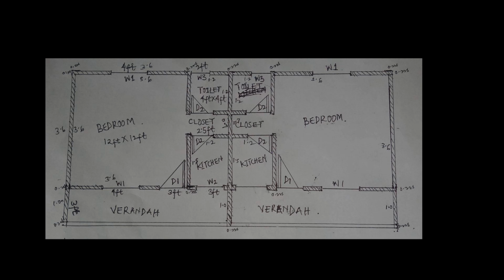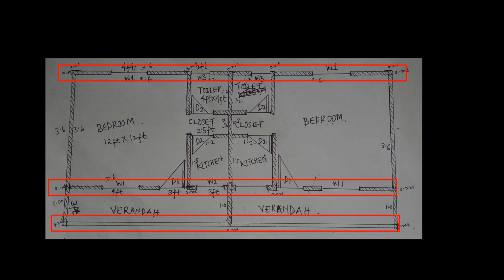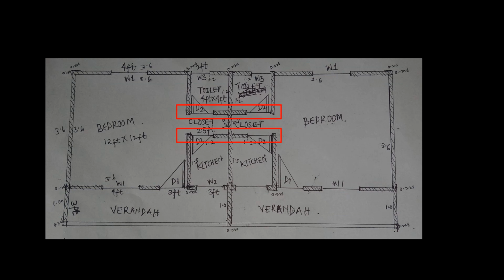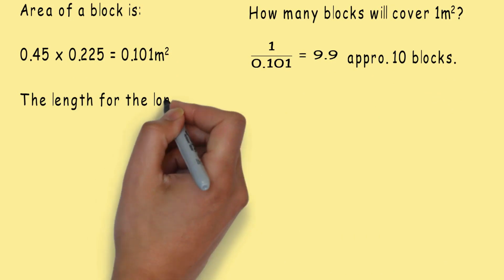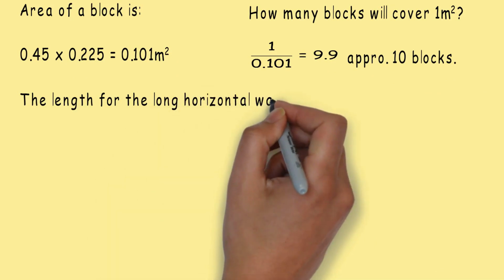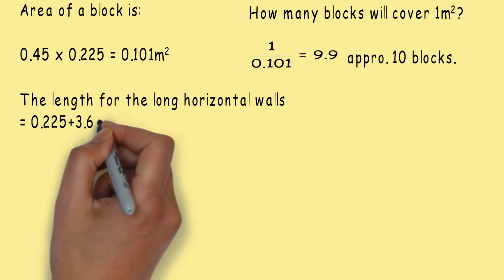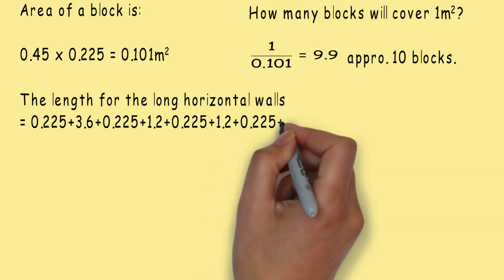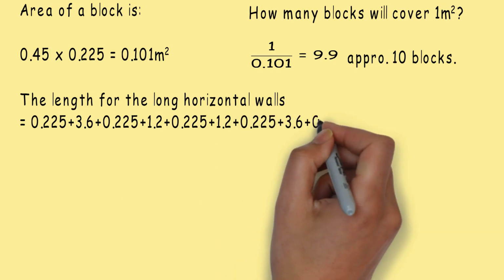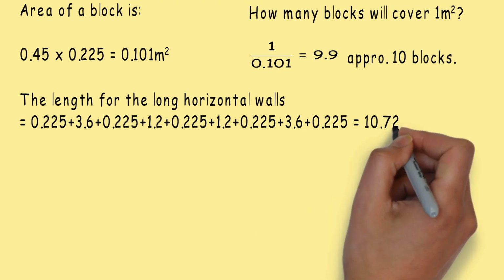To get the perimeter of the foundation, we start the estimation from the horizontal walls. After that, we will do the estimation of the vertical walls. For the horizontal walls, we have 3 long walls with 2 looking similar, and also we have 2 short horizontal walls looking similar. The length of the long horizontal wall equals 0.225 plus 3.6 plus 0.225 plus 1.2 plus 0.225 plus 1.2 plus 0.225 plus 3.6 plus 0.225 equals 10.725 meters.